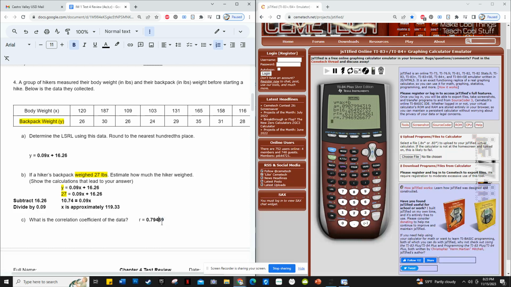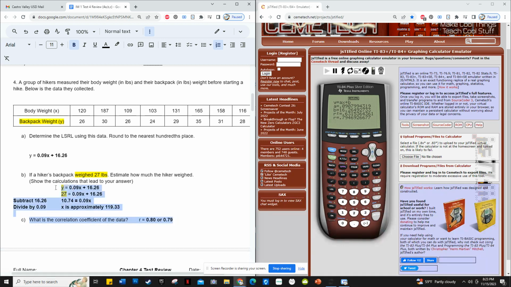But here's the thing. We don't really care about these other numbers, right? But the 6 will round up the 4 to a 5. Now the 5 will round up the 9 to a 10, and this would actually become 0.80. But 0.79 is also accepted.